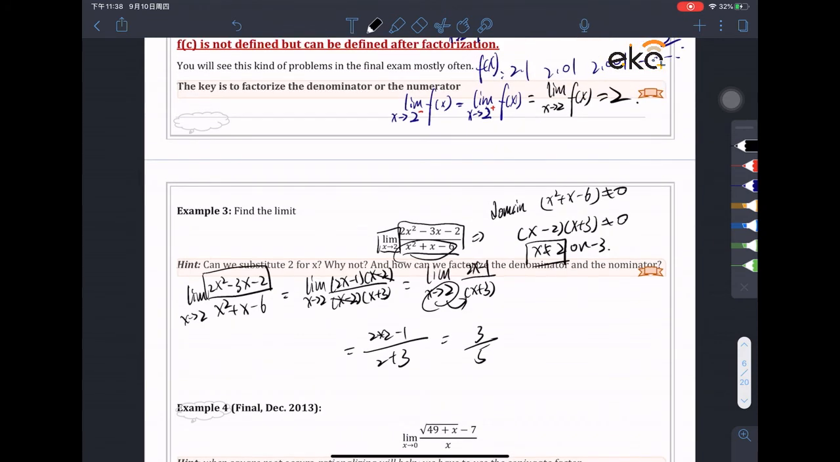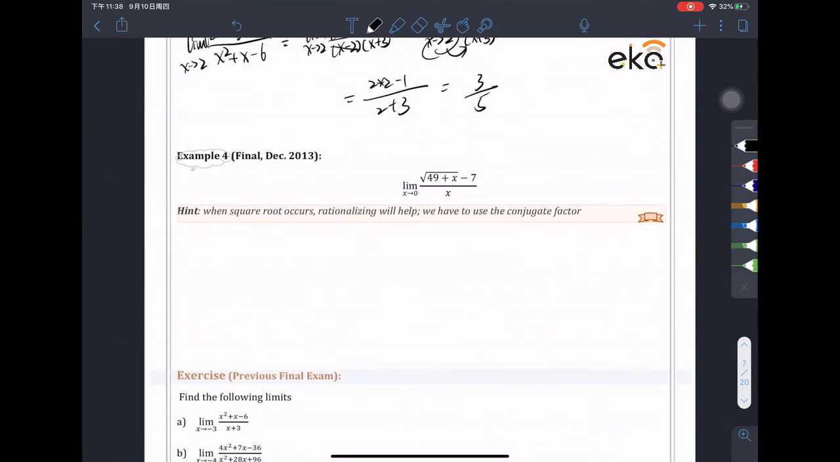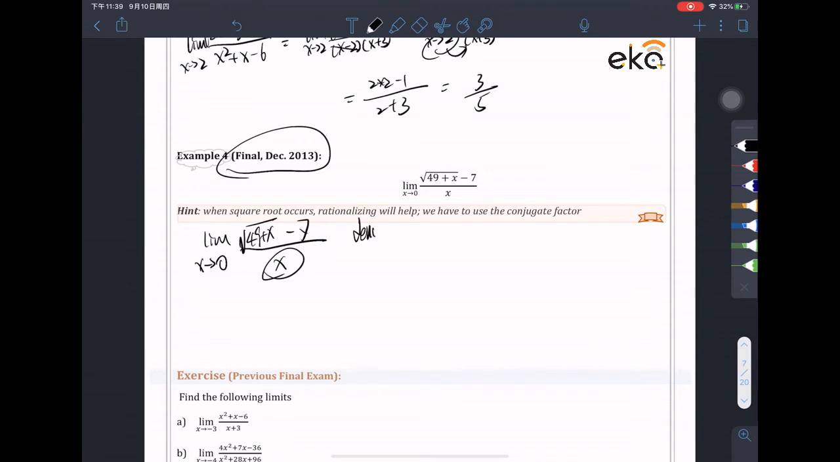So when f(c) is not defined, but we can manipulate, we can still calculate it. Okay? This is an example from the previous final of the year 2013. Let's do it. The limit as x approaches 0 of the function square root of 49 plus x minus 7 over x. The domain is the denominator not equal to 0, therefore x not equal to 0.